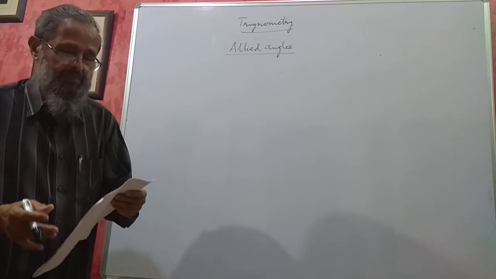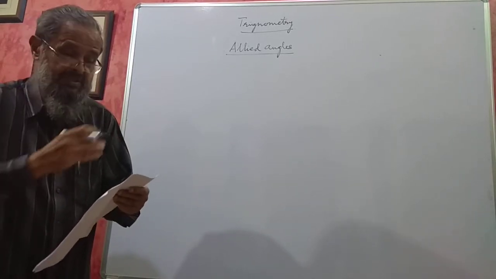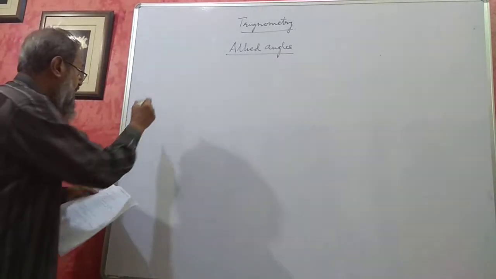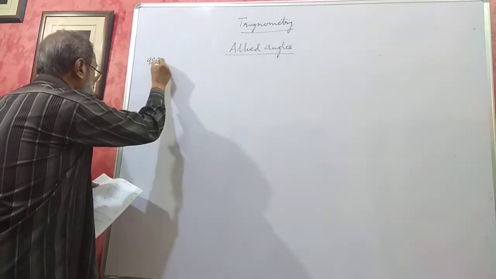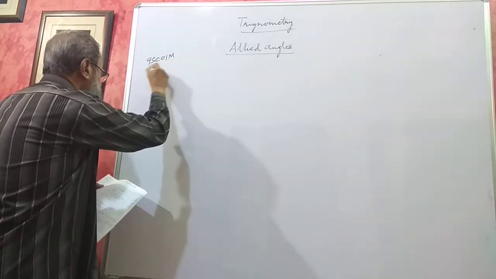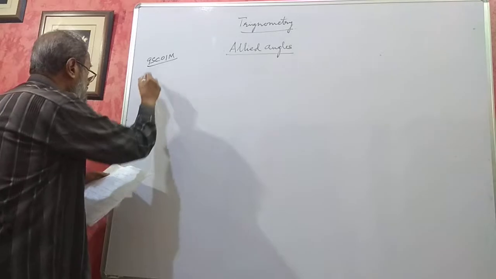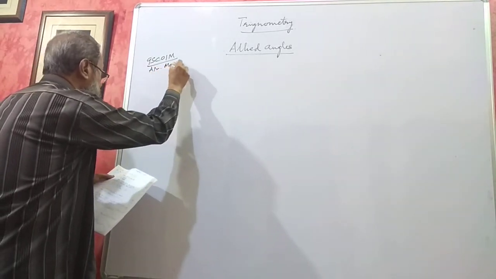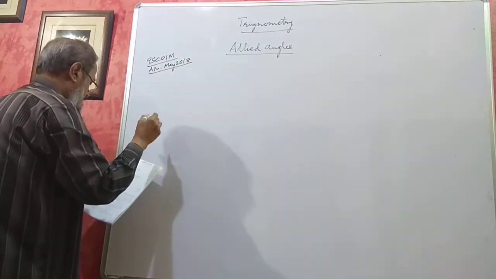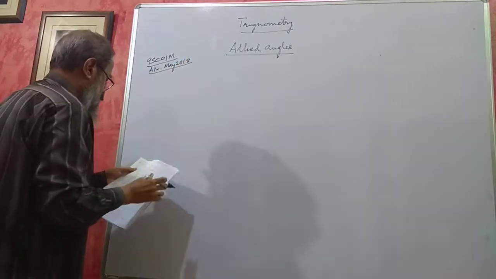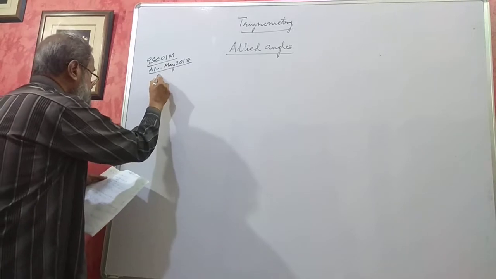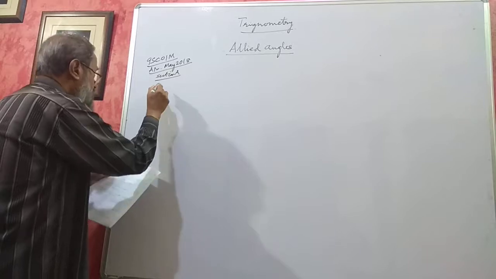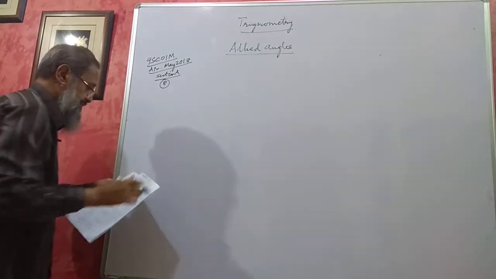Now I am doing problems on trigonometric ratios of allied angles from old question papers. Now, 9SC01M, this is the paper, April May 2018. I have selected some questions. From Section A, I have taken problem number 8.